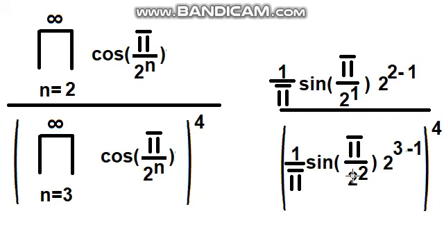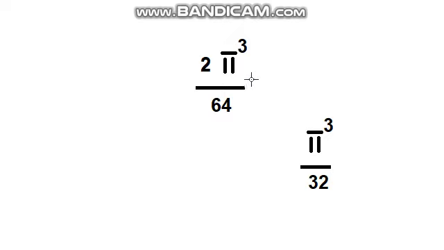Yes, sine of pi over 4 is 1 over square root of 2, and this is pi over 2. Sine will be simply 1. There we'll get 2, there we'll get 4, and so on it goes, and we will be left with pi cubed over 32. And yes, I'm right, it is pi cubed over 32. And this is the solution.